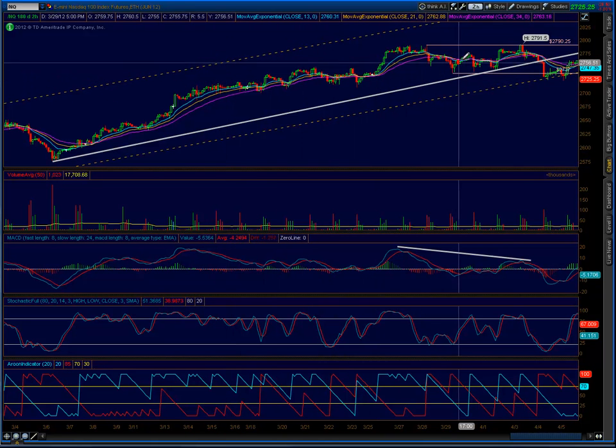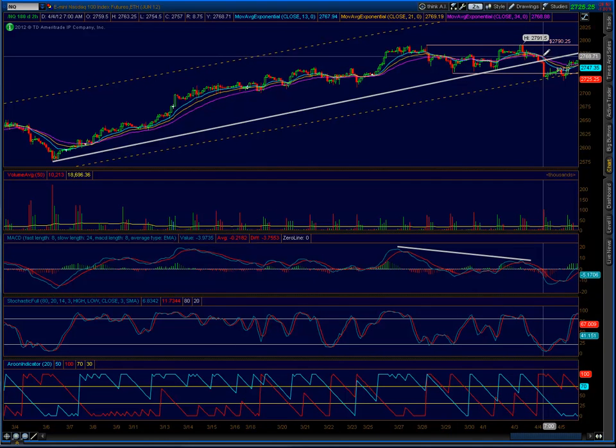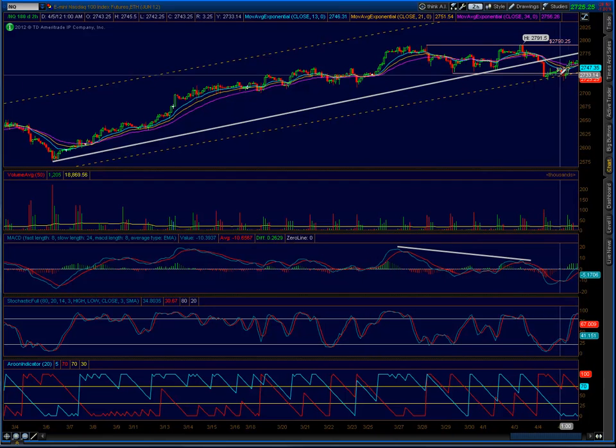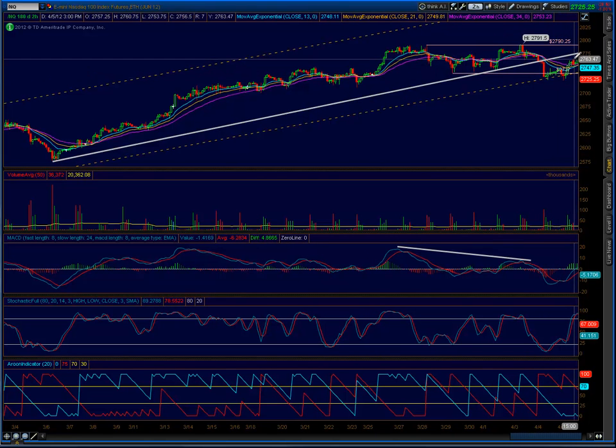And the last thing I had talked about yesterday was that we had broken down technically for the shorter term, and that yesterday it looked like we had bounced, but this bounce wasn't supported because in the internals you didn't see any follow through from the volume or the actual companies, the ratio of companies that were moving up compared to the ratio of companies moving down.